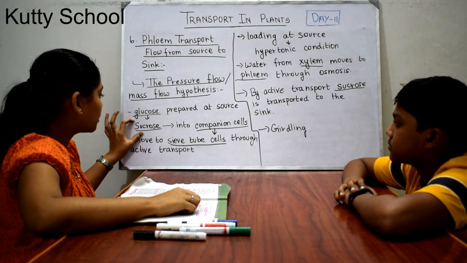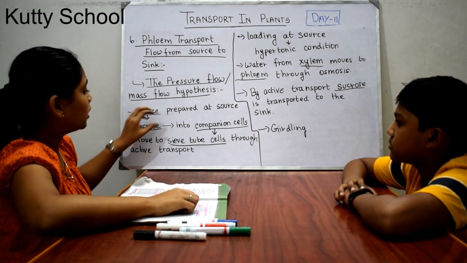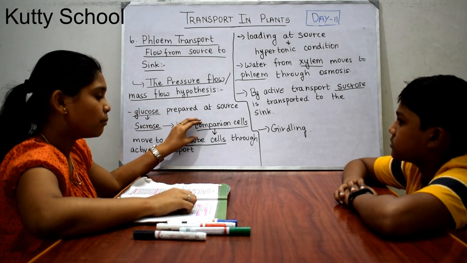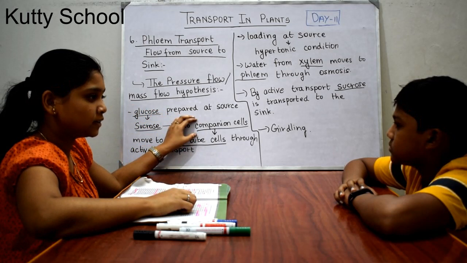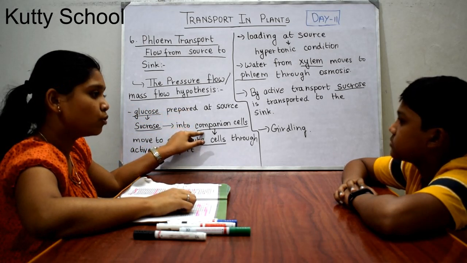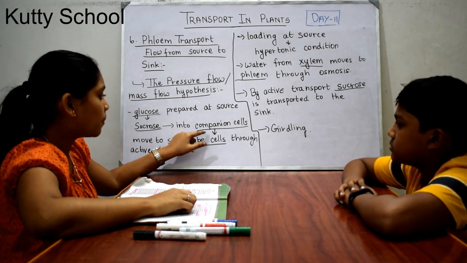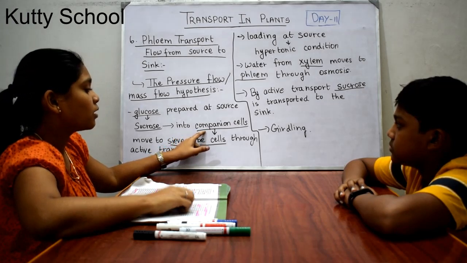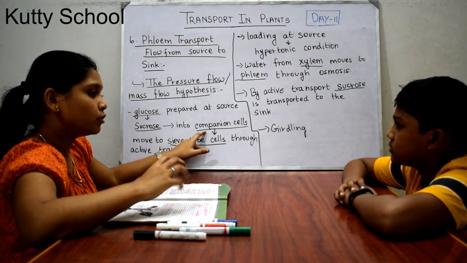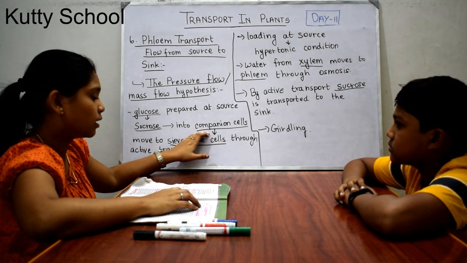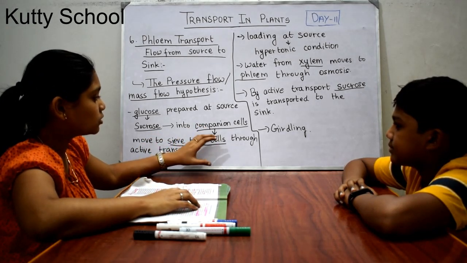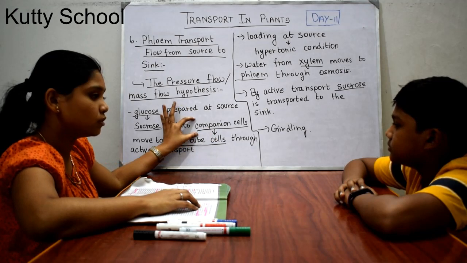After it is converted to sucrose, this sucrose travels to the companion cells. Companion cells are a kind of phloem cell. We have seen that they do not have a nucleus. The functions of companion cells are controlled by the nucleus of the sieve tube cells, which are present adjacent to the companion cells. Those cells only control the functions of companion cells.